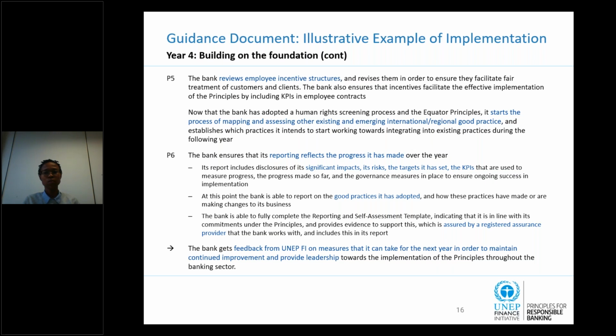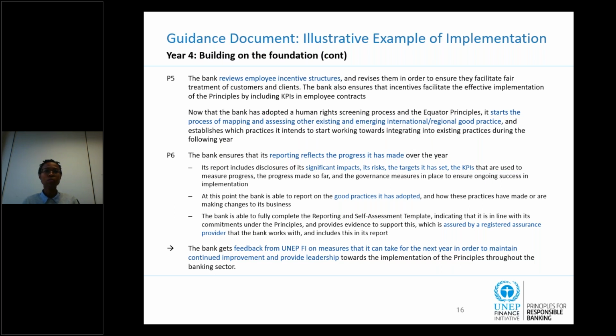The bank is able to fully complete the reporting and self-assessment template, indicating that it is in line with its commitments under the principles and provides evidence to support this, which is assured by a registered assurance provider that the bank works with and includes this in its report.